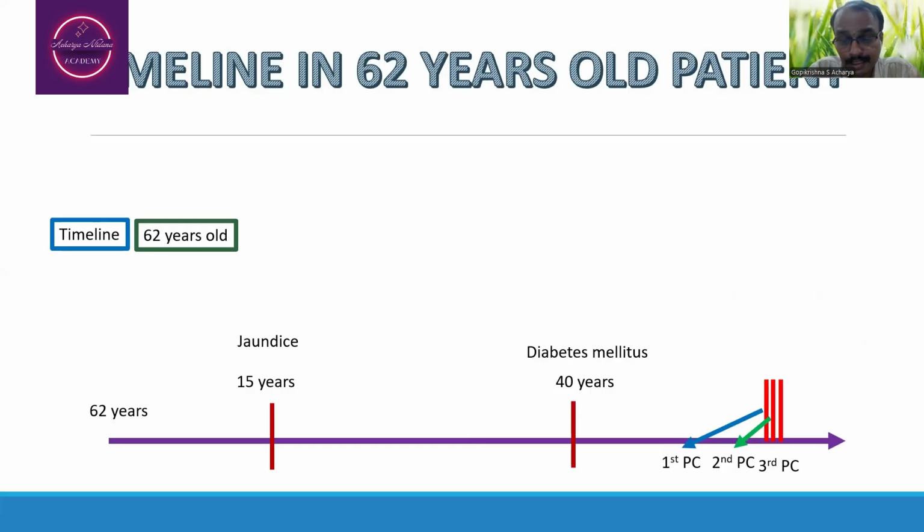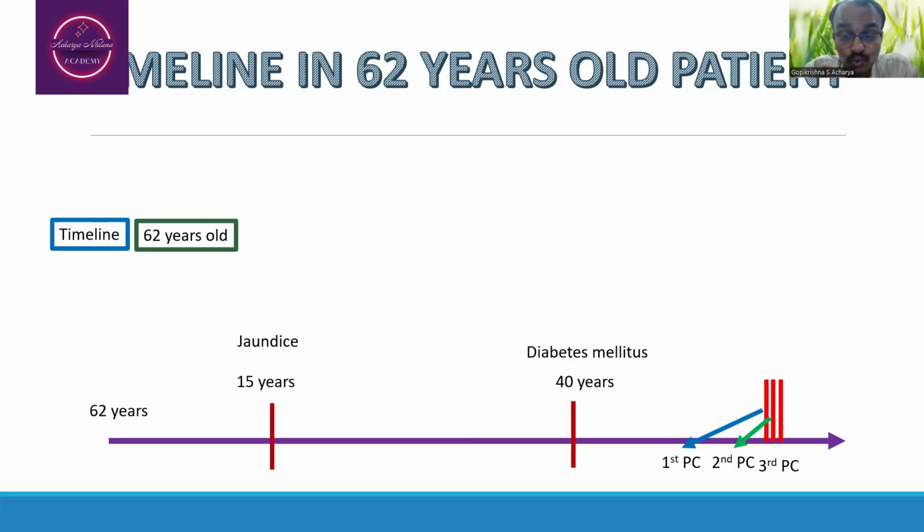Suppose the same presenting complaints are present in a 62-year-old male, who gives two main histories related to two previous illnesses. At the age of 15 years, he presented with jaundice, so there will be Pitta dosha dominance at that particular time period. And at the age of 40 years, he gives another history of diabetes mellitus, where there may be a possibility of Kapha dosha dominance or Vata dosha dominance.